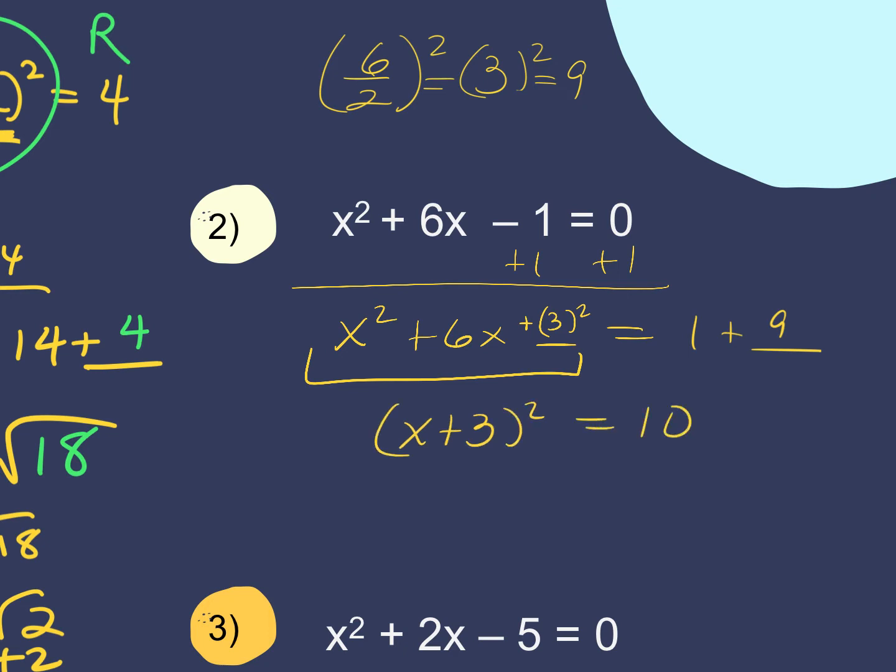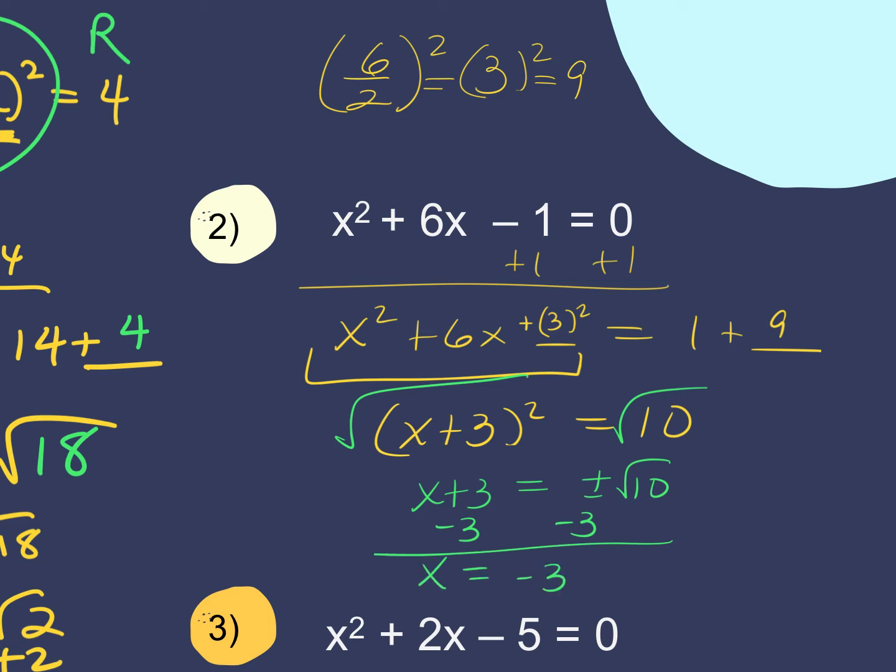How do you do it? Use the square root method. X plus 3 equals plus or minus the square root of 10. Move the 3, because 10 can't be broken down. X equals negative 3 plus or minus the square root of 10. Remember, for WebAssign, you're going to pull it apart. Good? All right, next one.